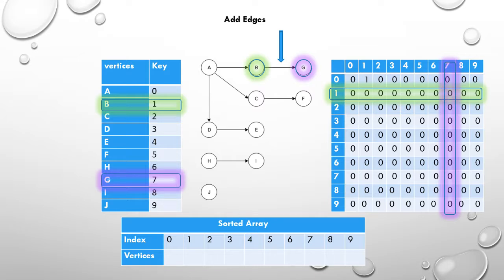Then we'll move forward to the next element, which is vertex B, key 1, and G, key 7. So we have B over here and G over here. So we have to indicate that this is an edge by changing the 0 to 1. Then we continue to the next vertex, which is C.